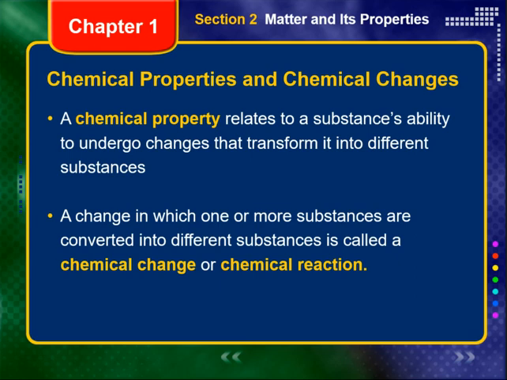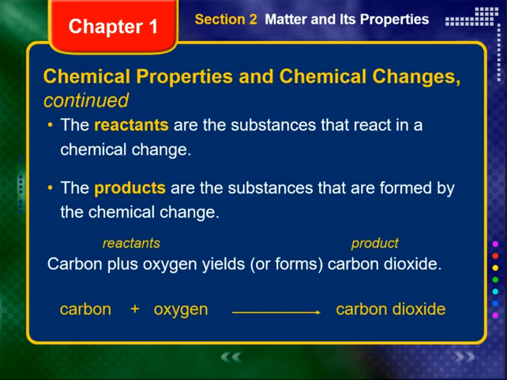Other examples of chemical properties include the ability of iron to rust by combining with oxygen in air, and the ability of silver to tarnish by combining with sulfur. A change in which one or more substances are converted into different substances is called a chemical change or chemical reaction. The substances that react in a chemical change are called the reactants. The substances that are formed by the chemical change are called the products.